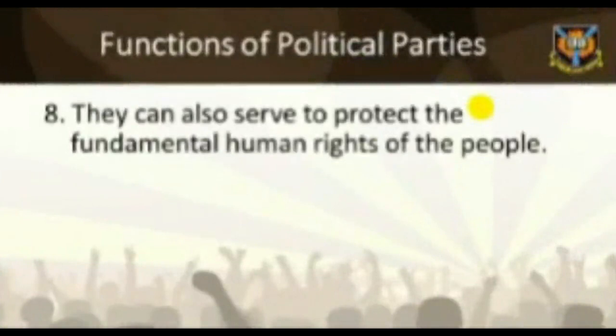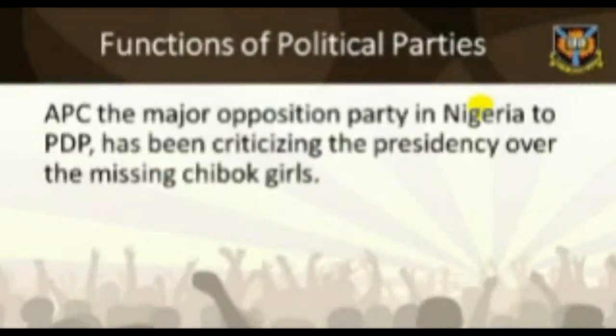8. They can also serve to protect the fundamental human rights of the people. For instance, the destruction of Odi in the Niger Delta region of Nigeria by the military under the Obasanjo administration between 1999 and 2007 attracted wide spectrum of criticism, particularly not only among the human rights organizations, but also among opposition political parties, notably the Alliance for Democracy, AD.